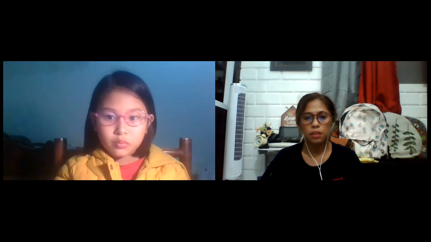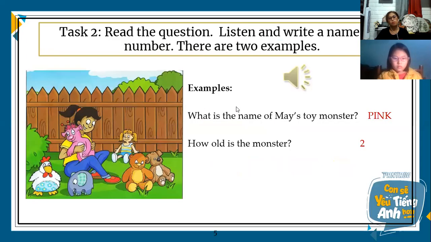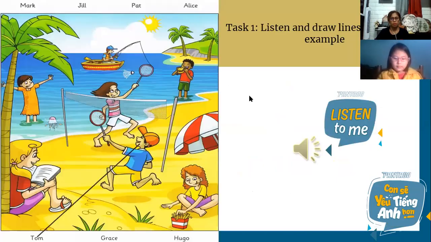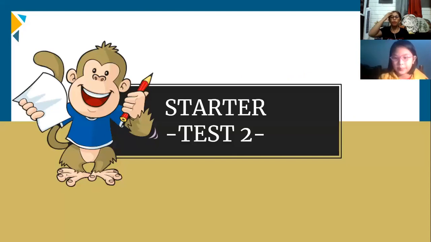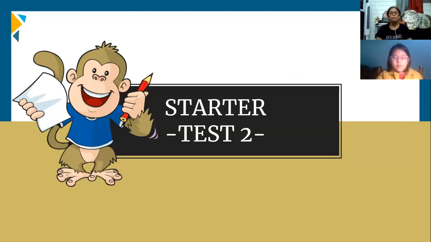Okay, so I will share the screen for the test now. We have here, Uyen, our second regular test for Starter. We have three learning areas: listening, reading and writing, and speaking. Please do not go too fast.